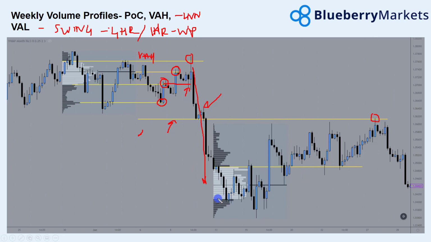Again, in this example down through here, we can see that price trades outside of the value area. It comes down, it respects the value area high, not just once but twice.